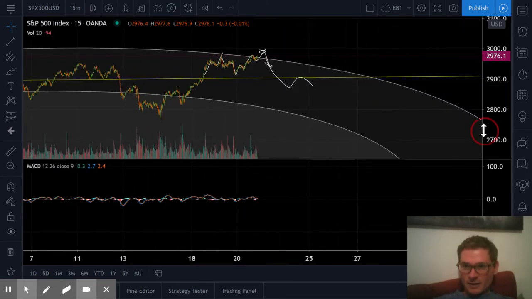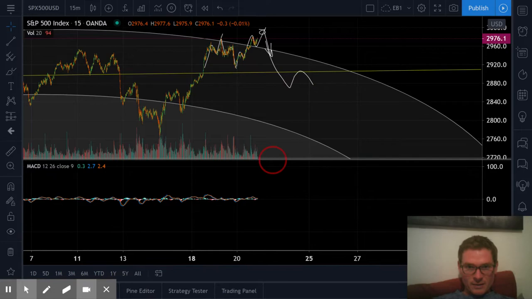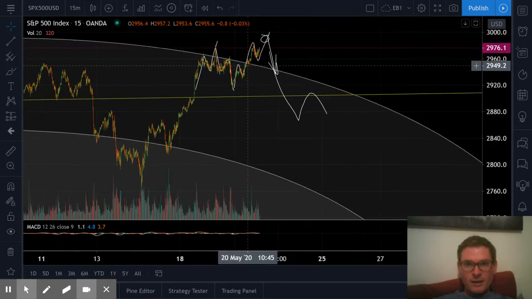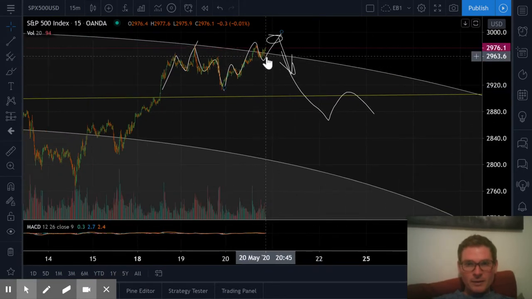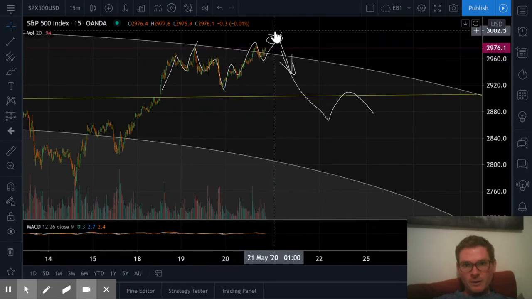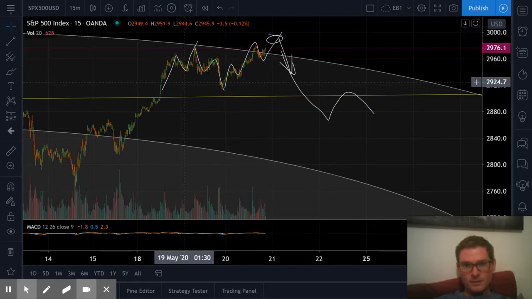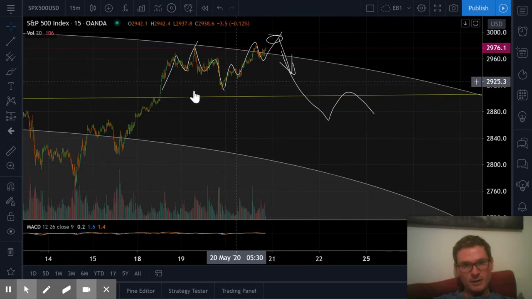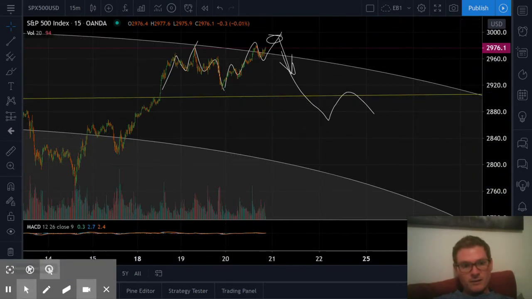But we do have this Elliott Wave shape that is quite possible, and we'll see if we do in fact get another wave up tonight into this expanded flat reversal pattern. And this is not investment advice.